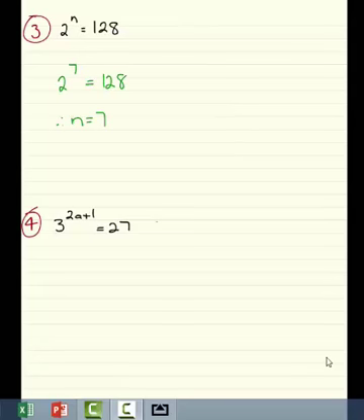The next one is something similar. We need to know 3 to what power equals 27. Well, I know that 3 to the power of 3 is equal to 27 because 3 times 3 times 3 is 27. So what that means is that 2a plus 1 must be equal to 3. Once you know that, it's a really easy equation to solve. Don't just stop at 2a plus 1 is equal to 3. You're finding the value of a. So a is equal to 1.